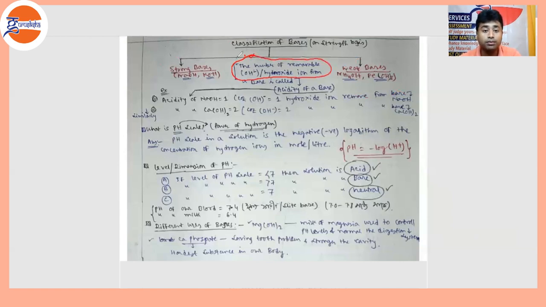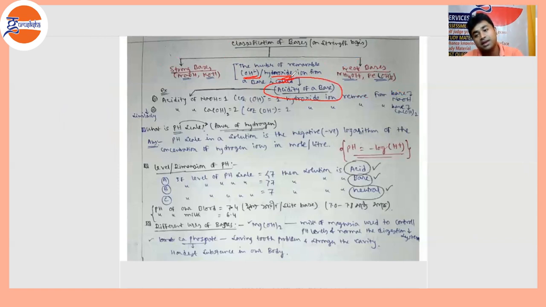This is a very important question. As we know, a base is nothing but an OH bond, in which the oxygen-hydrogen bond, or hydroxide ion, is present. On the basis of this hydroxide ion, bases have also been classified. The number of removable OH or hydroxide ions from a base is called the acidity of a base.